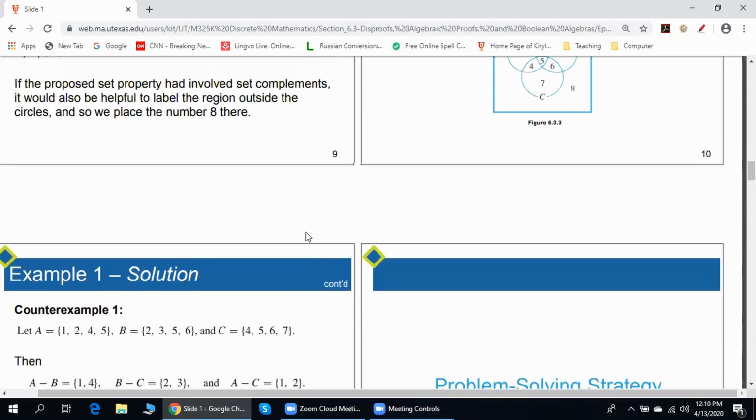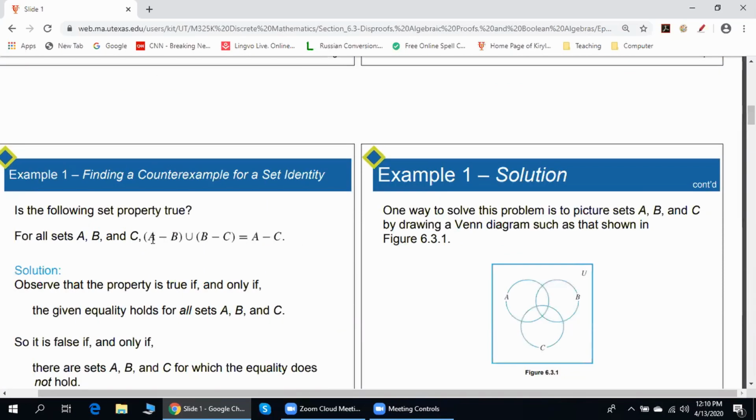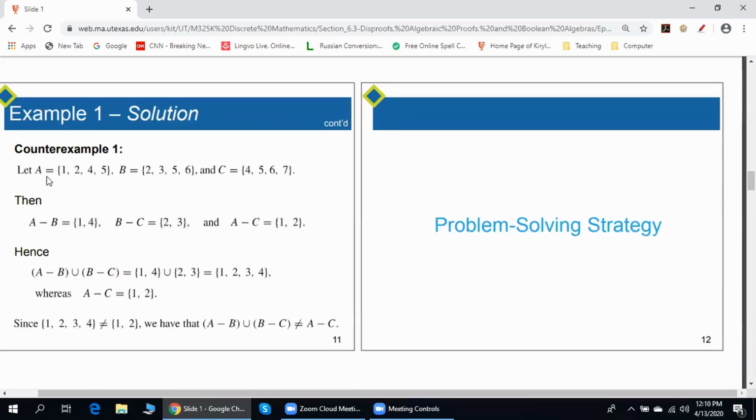Now let us go back to our identity. The left-hand side is A minus B union B minus C. So let us find A minus B first. A is this, B is this. Therefore, A minus B consists of just two numbers, 1, 4. Similarly, B minus C is 2, 3, and A minus C is 1, 2.